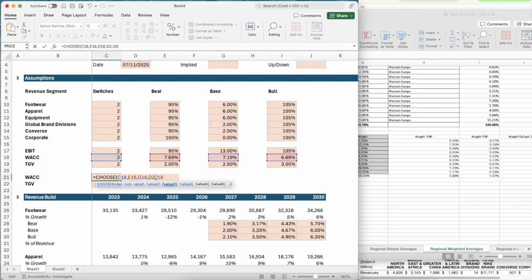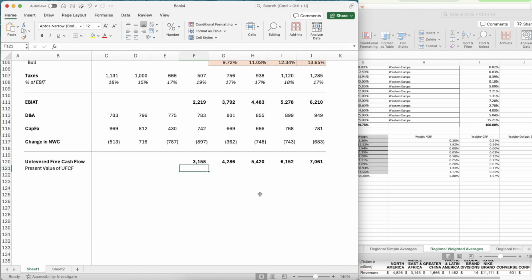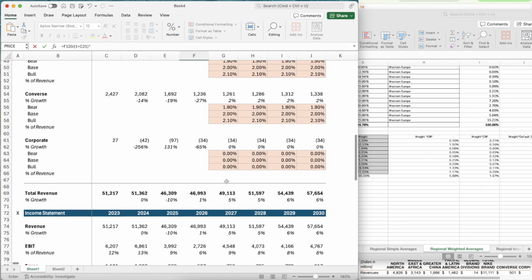Oh, I don't know why that D1 is there, but that's it. Copy the formatting. Put it down to there. Okay, now we're almost done, guys. Go down. To calculate our present value of unlevered free cash flow, you take the unlevered free cash flow and you divide it by 1 plus the WACC, close bracket, to the power of the year.